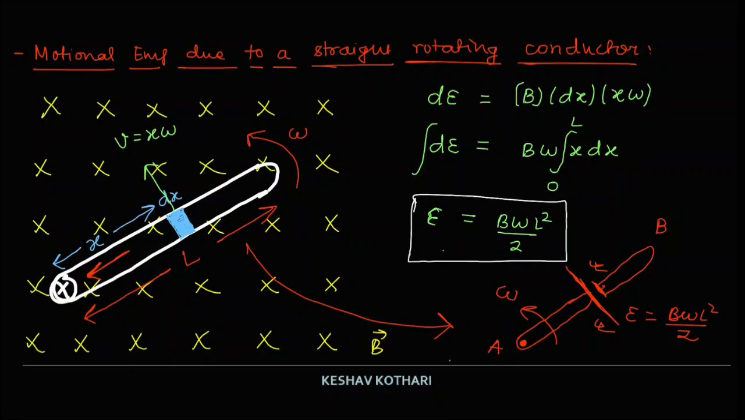So the direction can be determined using Fleming's right hand rule or by finding out the direction of V cross B. So both the aspects are possible, and over here we get the value of EMF induced due to the rotating conductor in a magnetic field, which is equal to B omega L square by 2. So we are dealing with a few numericals based on the concept which we have learned. So let us begin with the first one.